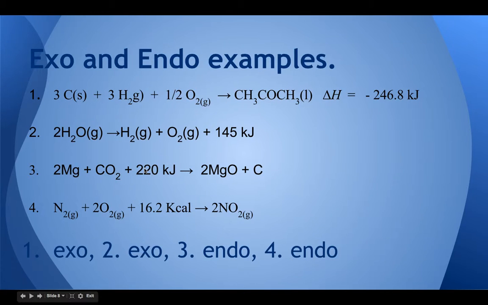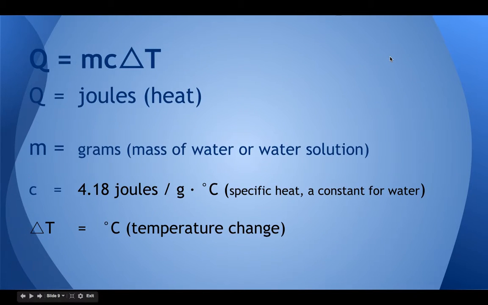Right here, it's on the left side of the arrow, which is why the last two are endo. So now we've gone through the phase diagrams, we've gone through the heating curves, we've gone through exo and endothermic. The only thing left are the Q equals MC delta T problems.